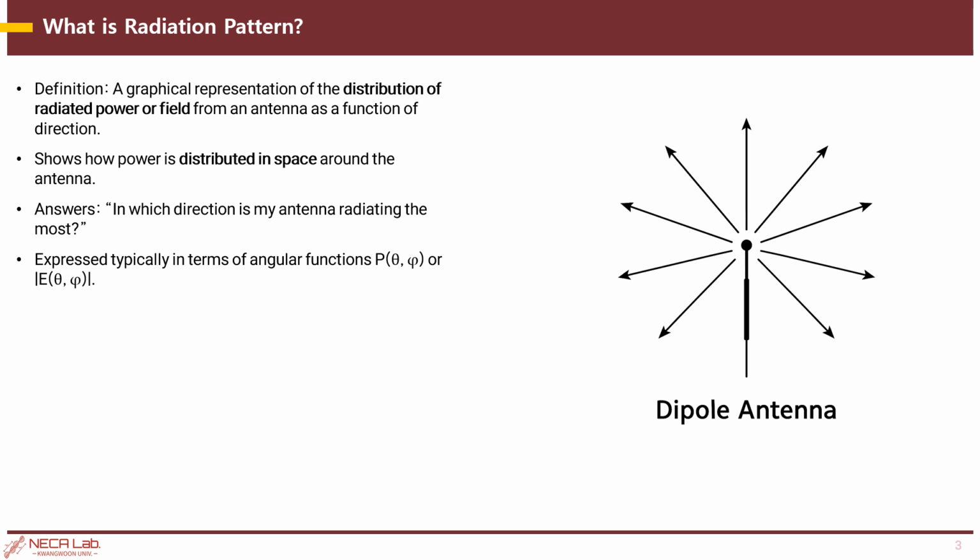You can see a simple example on the right where a dipole antenna radiates power outward in all directions. This distribution is usually described using angular functions like P(theta, phi) for power or E(theta, phi) for the electric field magnitude.